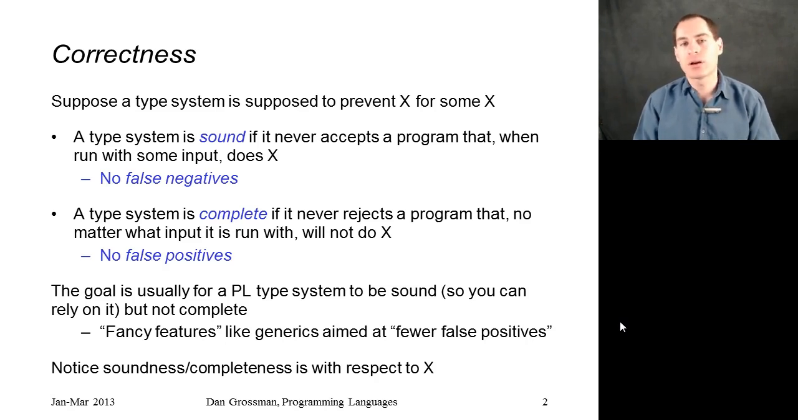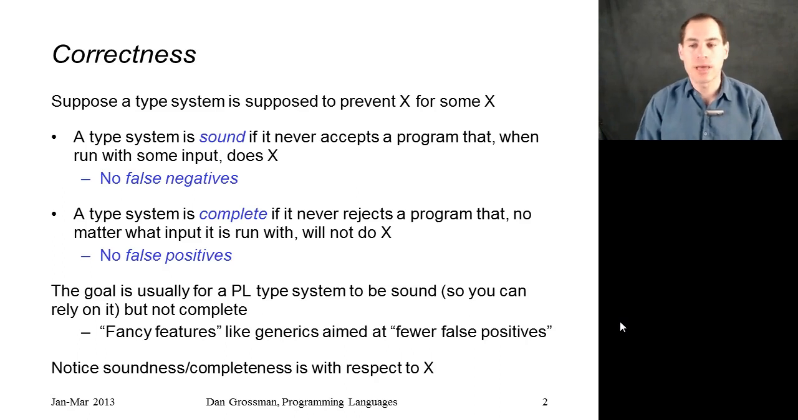And then all of our fancier type system features, like generics, are often aimed at reducing the number of false positives. Our type systems do have false positives. They reject programs that would not actually do the thing x that's trying to be prevented. And we make our type systems fancier so that programmers can avoid as many false positives.